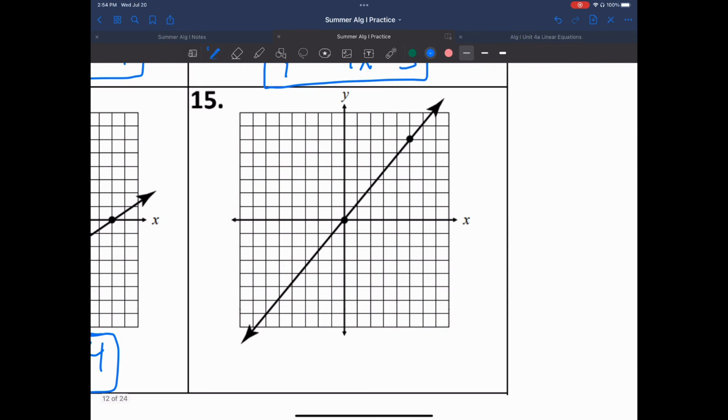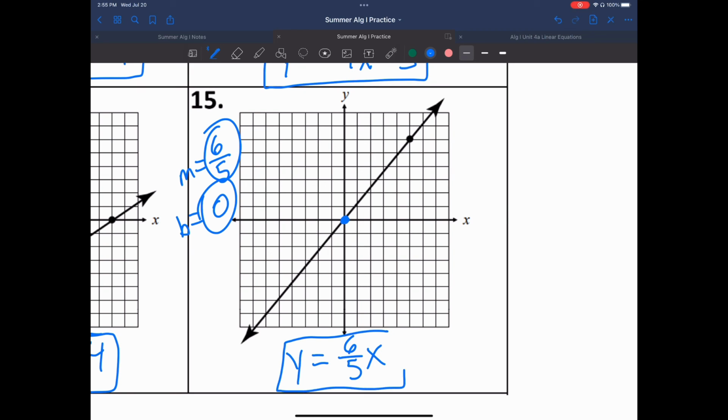And that takes us to our very last one here. So we're going to start at this point and head to this one. So we are going to go up 1, 2, 3, 4, 5, 6, up 6, and over 1, 2, 3, 4, 5. Up 6 over 5. So positive 6 over 5 would be our slope. And our b is right there at the origin, so that would just be at 0. So using those 2 numbers, we'd say y equals 6 over 5x plus 0, but we know we don't need that part, so that would be it.